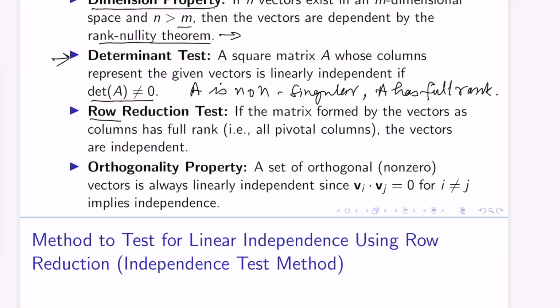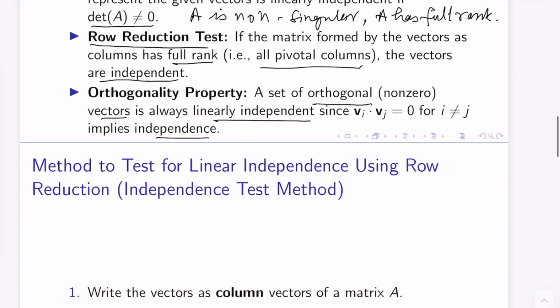Next, the row reduction test. If the matrix formed by the vectors as columns has full rank, that means all columns are pivot columns, and the vectors are linearly independent. Orthogonality property: a set of orthogonal non-zero vectors is always linearly independent, because vi dot vj is equal to 0 for all i not equal to j implies independence. It means an orthogonal vector cannot be written as a linear combination of the other vectors.